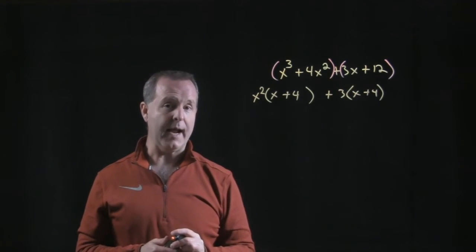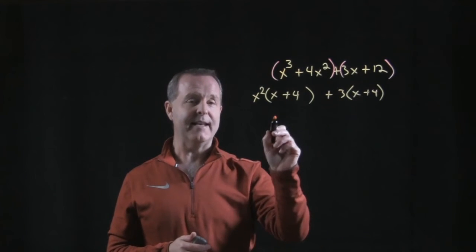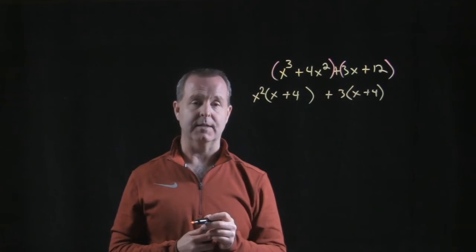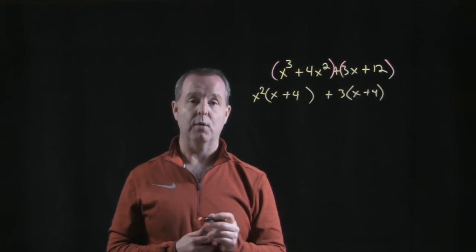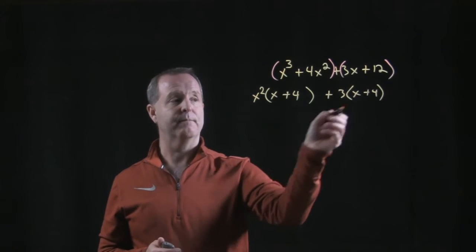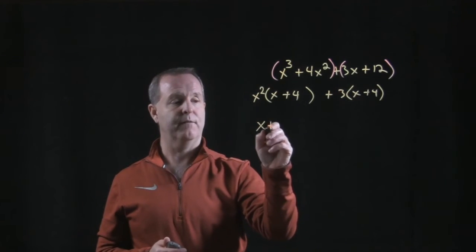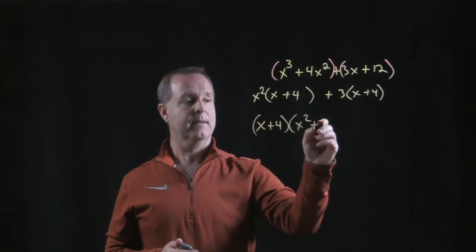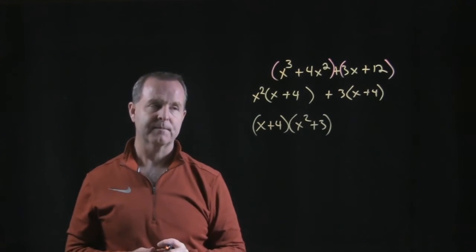And then what's left is an x plus a 4. Grouping it in that way showed that now I have a common x plus 4 factor in both of these two sets of terms. So based on what we learned before, I can factor that out of both, which is an x plus a 4.